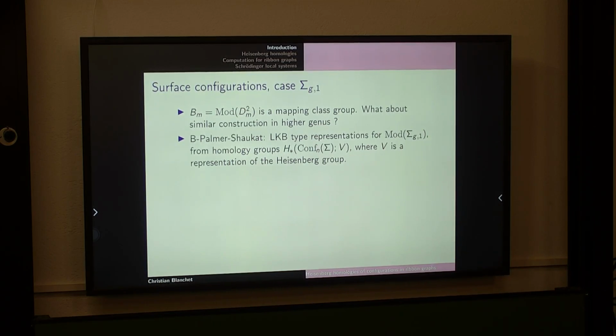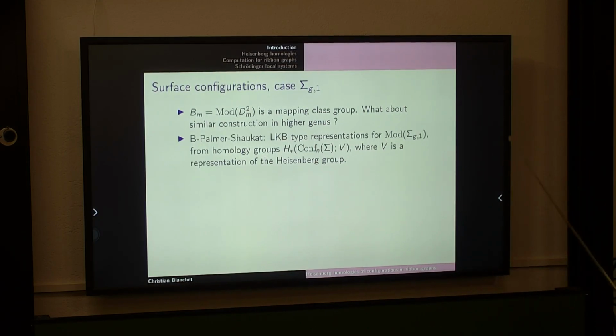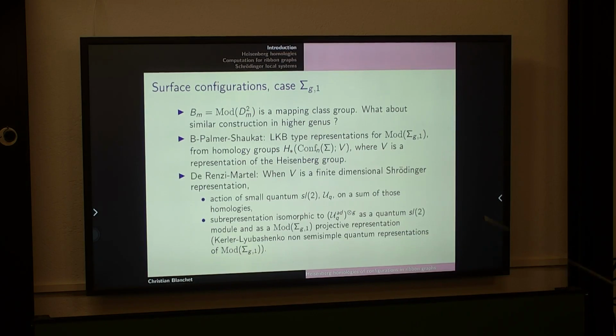I will explain a bit the local system, but it comes essentially from a cover as before. And this local system can be any representation of a Heisenberg group, which I will explain. So it's not commutative, it's not an abelian cover as before, but almost. This I will explain. And the second step for this is that this contains quantum information.